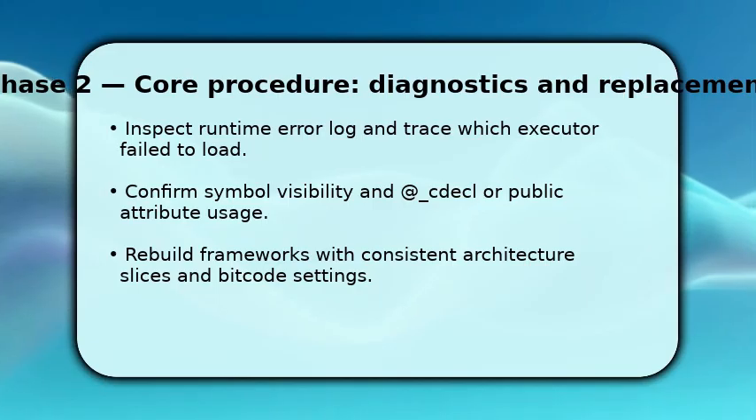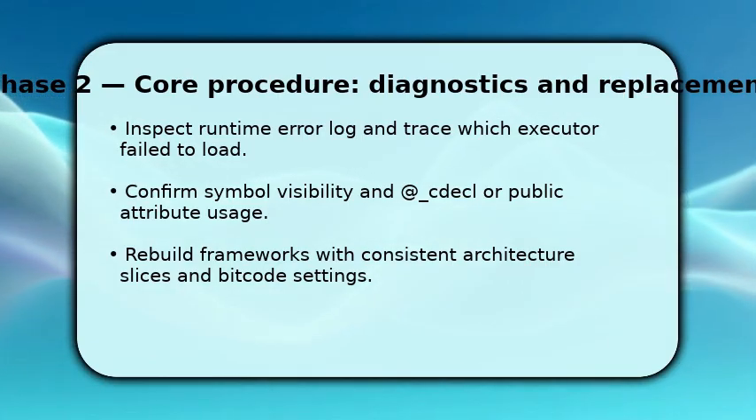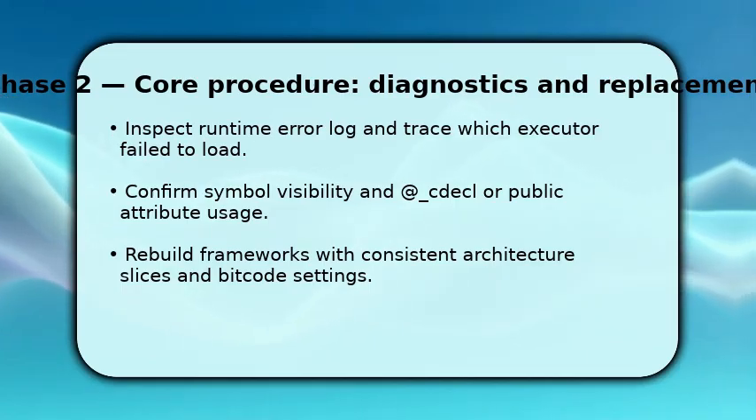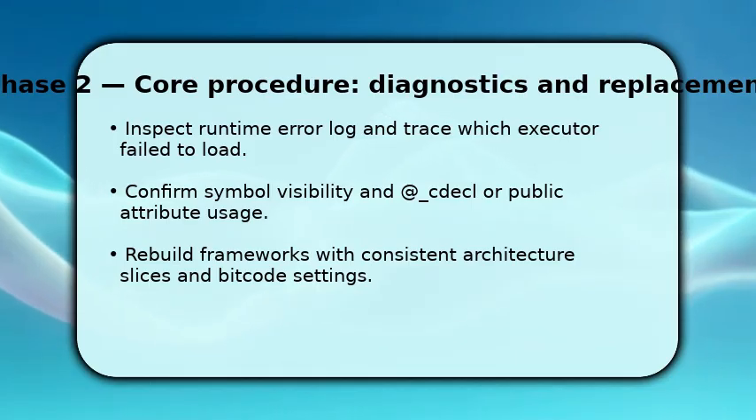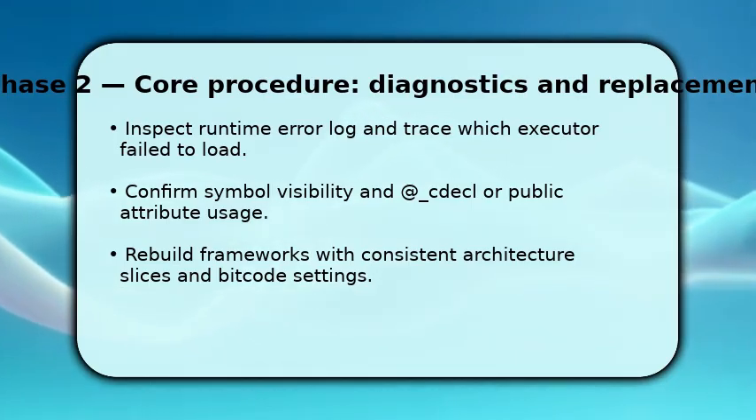You now diagnose the middle of the process. Read the runtime stack and identify the failing executor symbol. Once identified, check symbol visibility and make the function public, or export it with @objc or @_cdecl as appropriate. This fixes loader visibility issues.